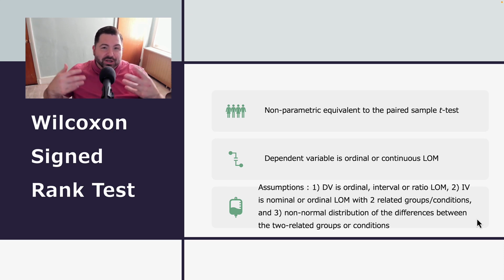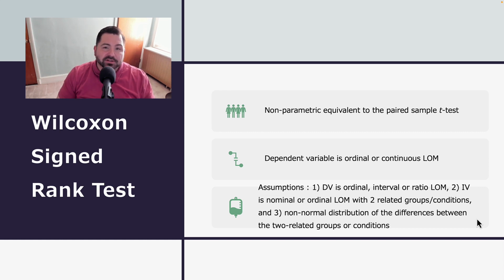Okay, so now that we know a little bit about how we can bail ourselves out from a violation to a basic assumption in an independent samples t-test, let's look at this now for the paired sample t-test. So the Wilcoxon sign rank test, as we said, is the non-parametric friend to the paired sample t-test. The dependent variable in this case, similar to the Mann-Whitney U-test in the independent samples case, must be at least ordinal, ratio, or interval level of measurement.